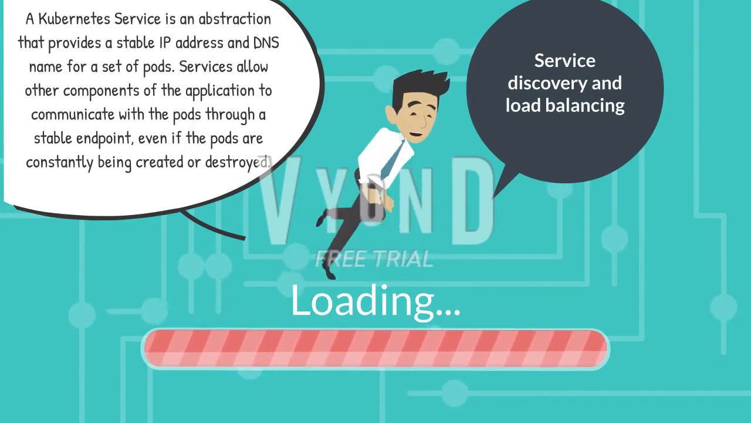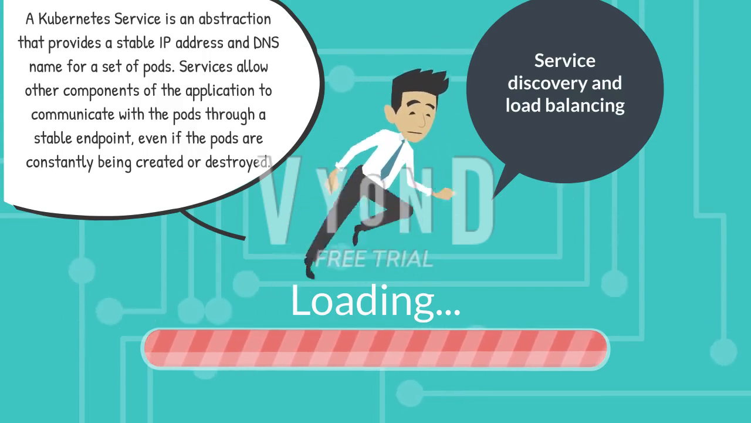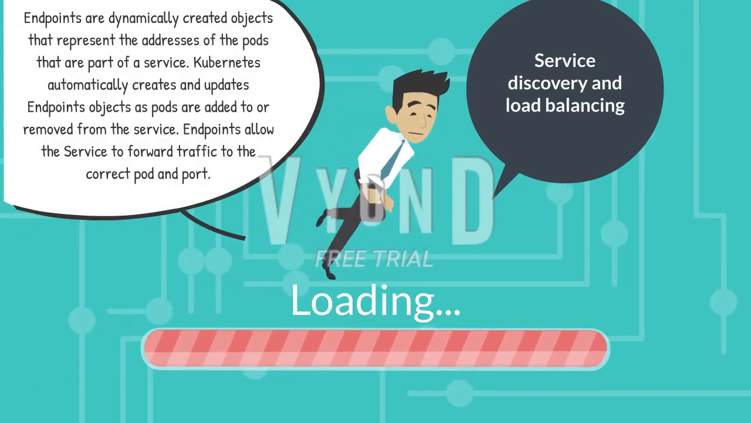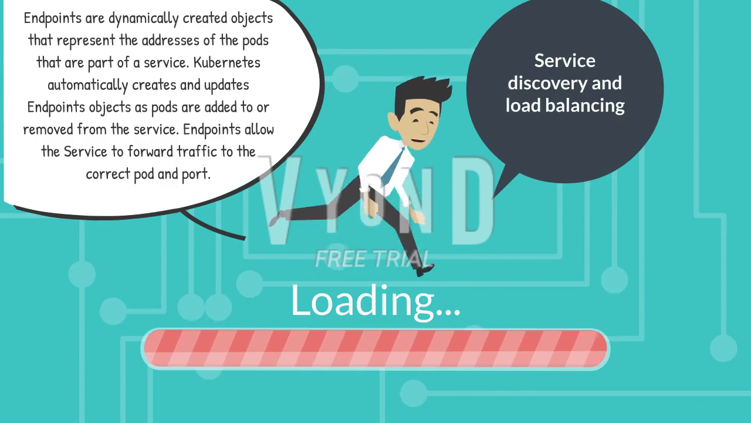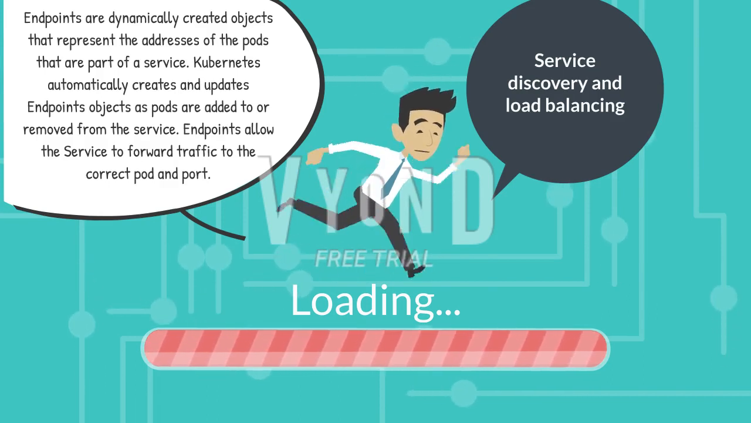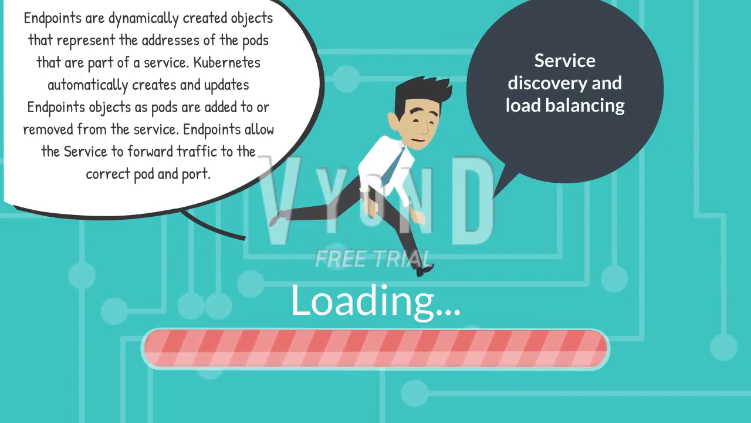Services also provide load balancing by distributing incoming traffic evenly among the pods that make up the service. Endpoints are dynamically created objects that represent the addresses of the pods that are part of a service. Kubernetes automatically creates and updates endpoints objects as pods are added to or removed from the service. Endpoints allow the service to forward traffic to the correct pod and port.